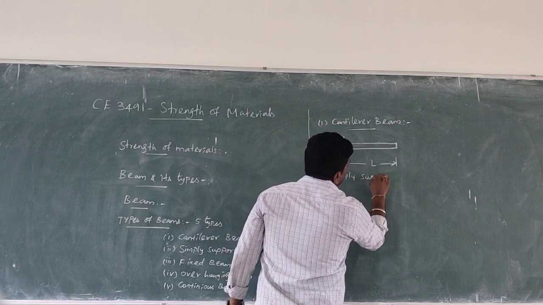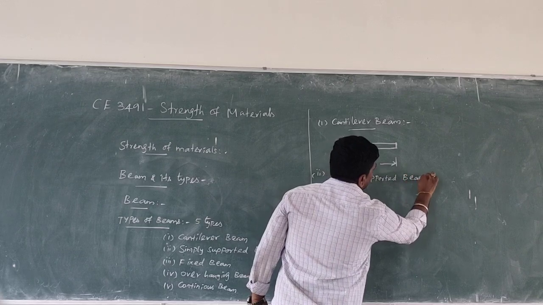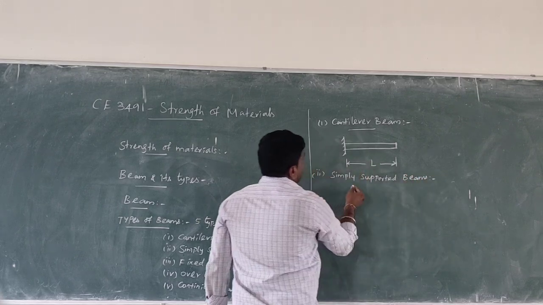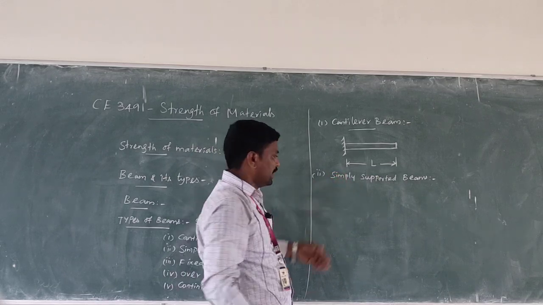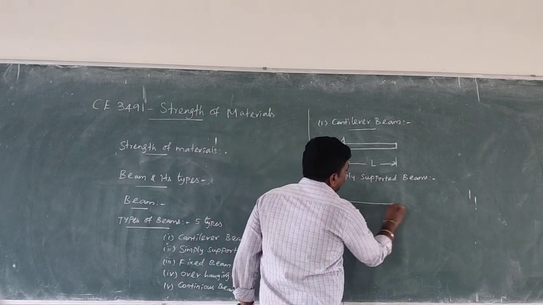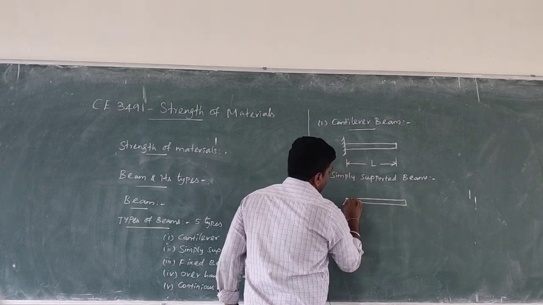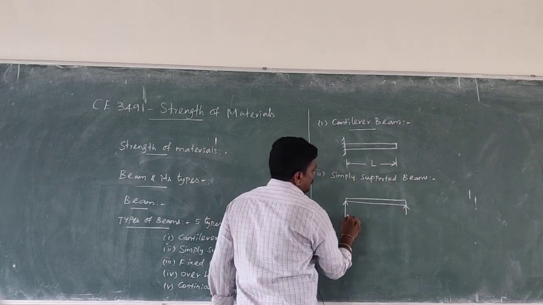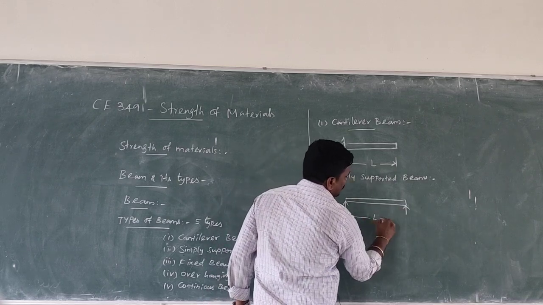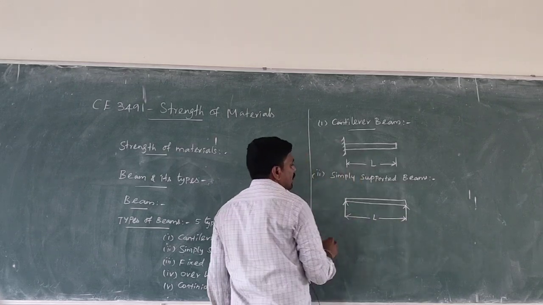And second one, simply supported beam. The simply supported beam is also called a freely supported beam, because the beam is freely supported at both ends. The entire length is called L. So it is simply resting at both ends.